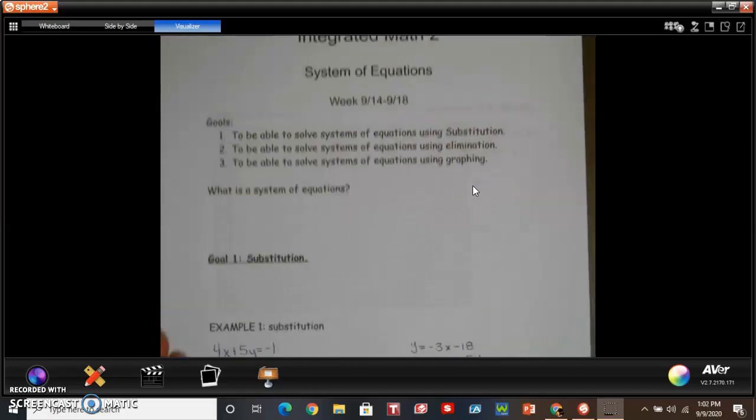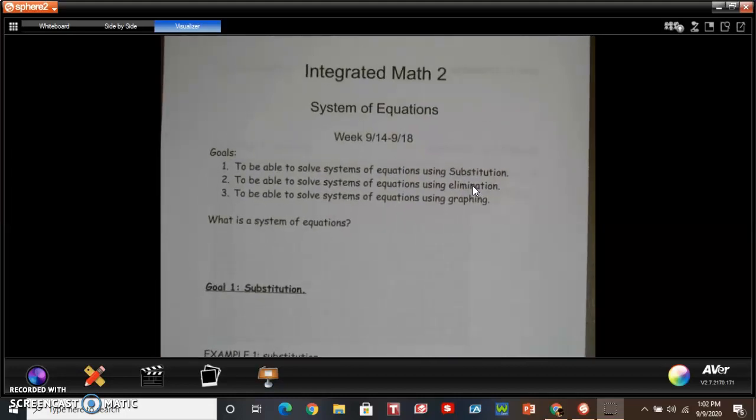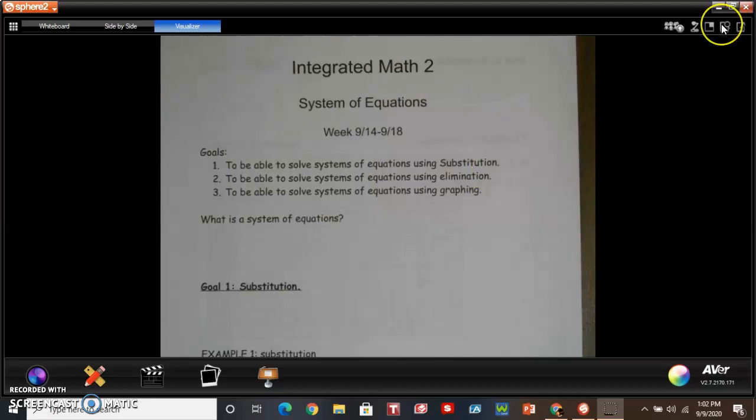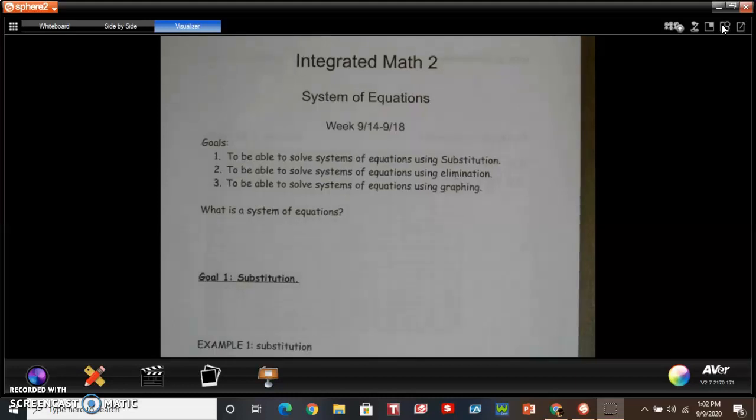So we have 3 goals today, and this is our last lesson that is going to be pre-algebra review. So our 3 goals are to be able to solve systems of equations using substitution, to be able to solve systems of equations using elimination, and to be able to solve systems of equations using graphing.